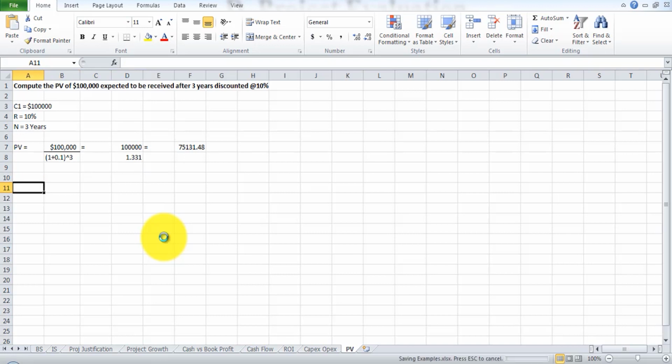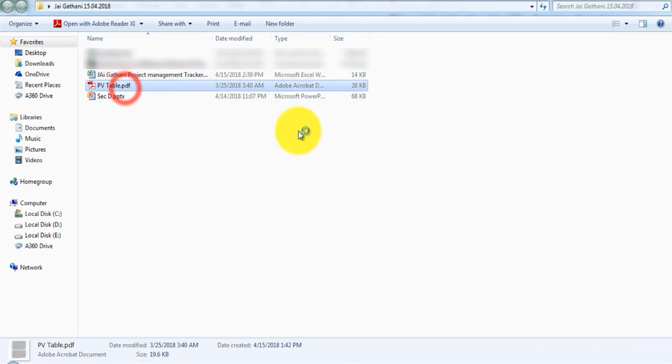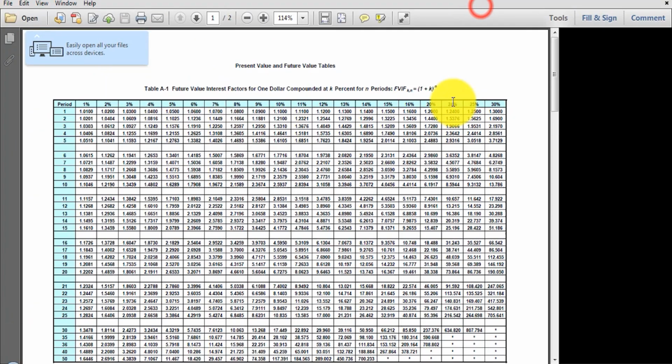Now, we did this with our own computation, right? We used the formula and actually multiplied 1.1 into 1.1 into 1.1. Suppose you had a period of, say, something around 15 years. At that point, it will be really chaotic to multiply and determine these values, right? So that's why we already have a present value table along with us. Now, this table is a standardized one.